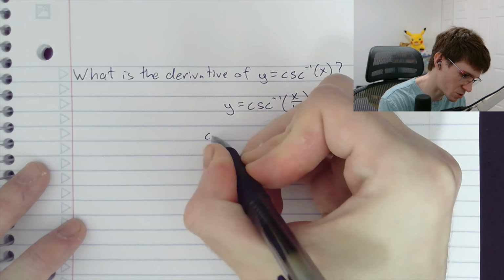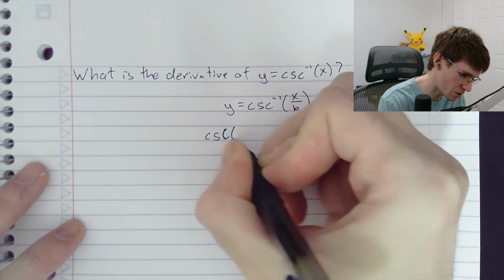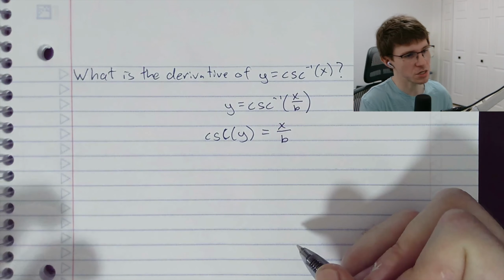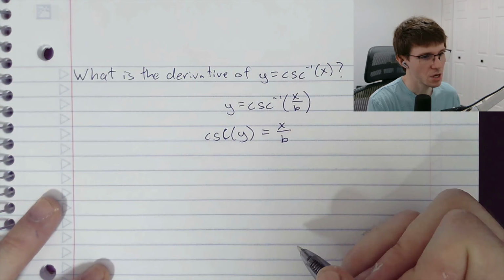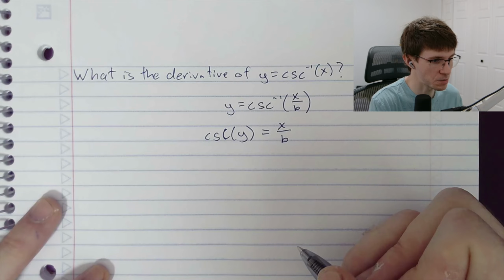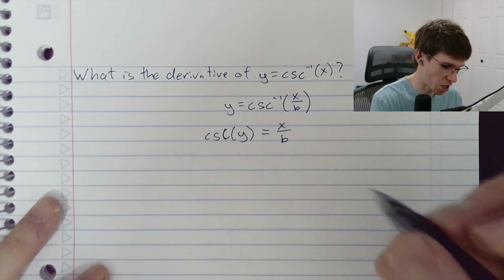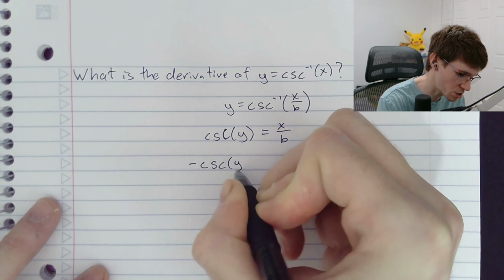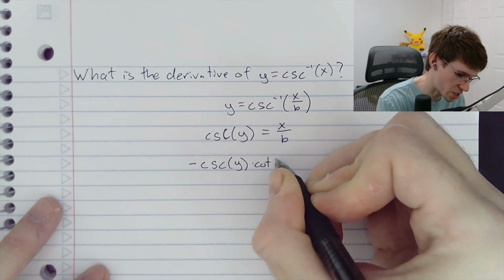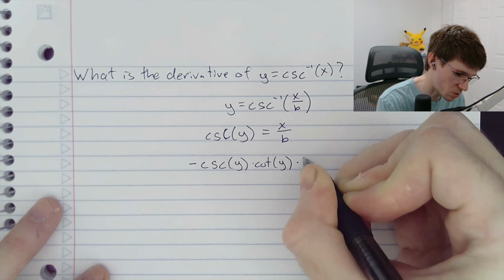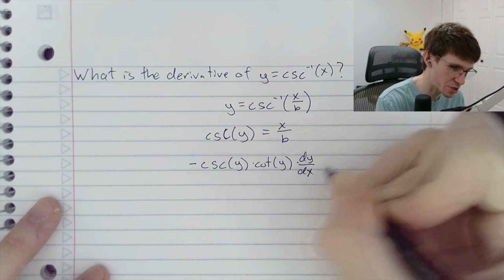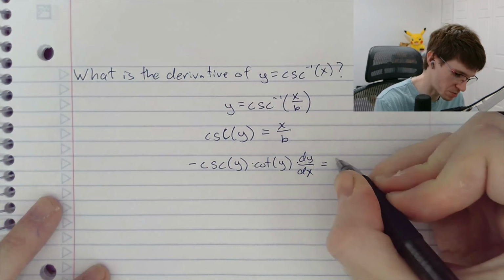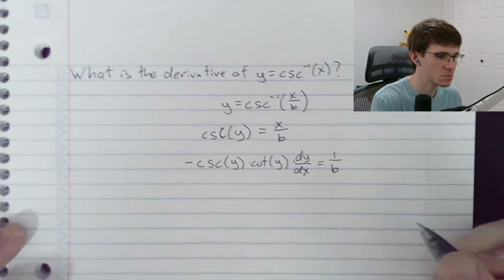So first, we're going to take the cosecant of both sides of the equation. By doing this, we've removed the inverse idea, and now we just have regular old cosecant, and this is going to make our problem a lot easier. Now we implicitly differentiate. We recall that the derivative of cosecant is negative cosecant cotangent. Don't forget to put your dy over dx as part of your implicit differentiation there. And then the derivative of x over b is going to be just 1 over b.